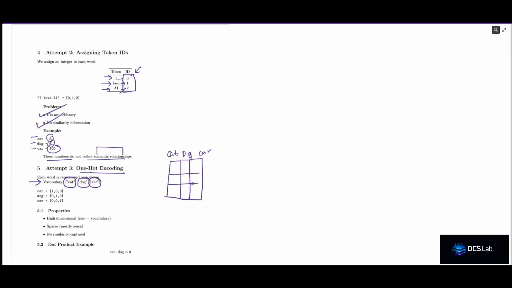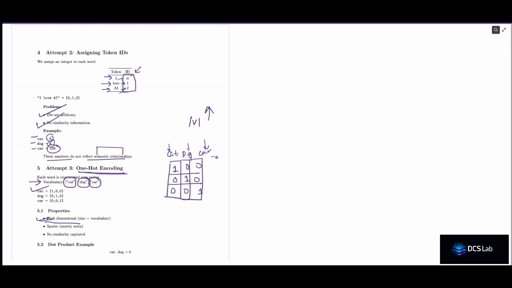Now, if you want to represent cat with one-hot encoding, we can have 1 here and the others will be 0, because this is a cat. For dog, we can have 1 here and the others will be 0, because this is a dog. For car, we have 0, 0 here and 1 here, because it lies under this column. That's the one-hot encoding representation. It looks pretty simple and easy, right? But what is the problem? The problem is high dimensionality, because when your vocabulary size increases, right? Because right now you have only 3.